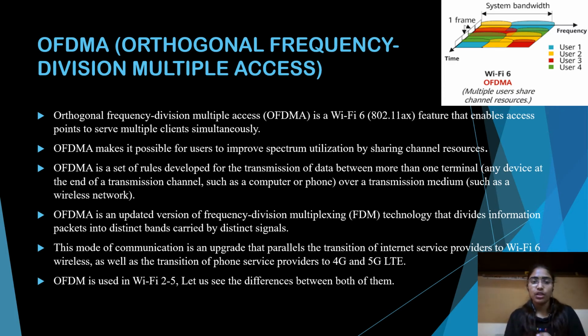as a wireless network. OFDMA is an updated version of frequency division multiplexing, FDM, technology that divides information packets into distinct bands carried by distinct signals. This mode of communication is an upgrade that parallels the transition of Internet service providers to Wi-Fi 6 wireless, as well as the transition of phone service providers to 4G and 5G LTE. OFDM is used in Wi-Fi 2 to 5. Let us see the differences between both of them.